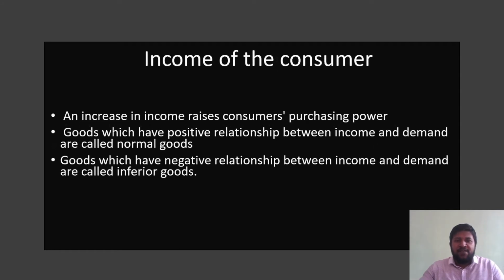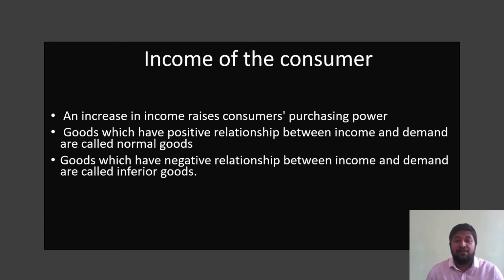This is the very first factor that causes shifts in demand, that is income of the consumers. Now, an increase in income raises the consumers' purchasing power. For most of the products, this results in an increase in demand. In fact, so common is this positive relationship between income and demand that such products are referred to as normal goods. Now, when income increases, people tend to buy more goods and services. Those types of products or goods are called normal goods.